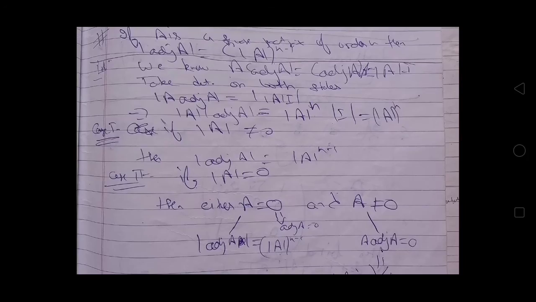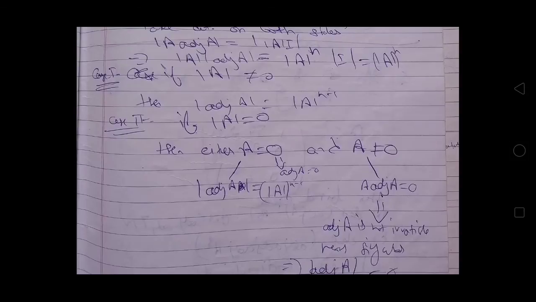Now there are two cases. If the determinant of A is non-zero, then the determinant of adjoint of A will be equal to the n minus 1th power of the determinant of A. Now the second case says if the determinant of A is 0, then either A is a null matrix or A is a non-null matrix. Say if A is a null matrix, then the adjoint of A is also a null matrix. Then you can clearly say that the determinant of adjoint of A is equal to the n minus 1th power of the determinant of A, because there will be no violation of any definition.